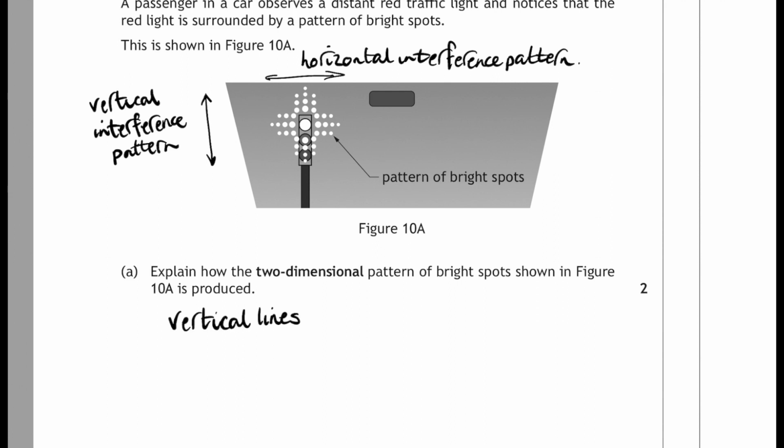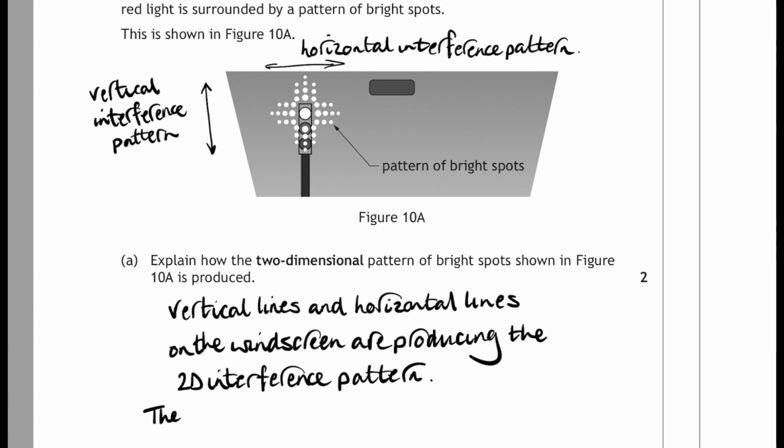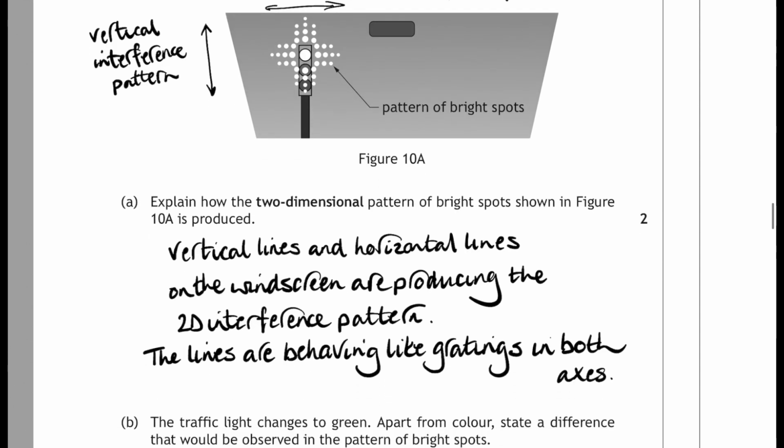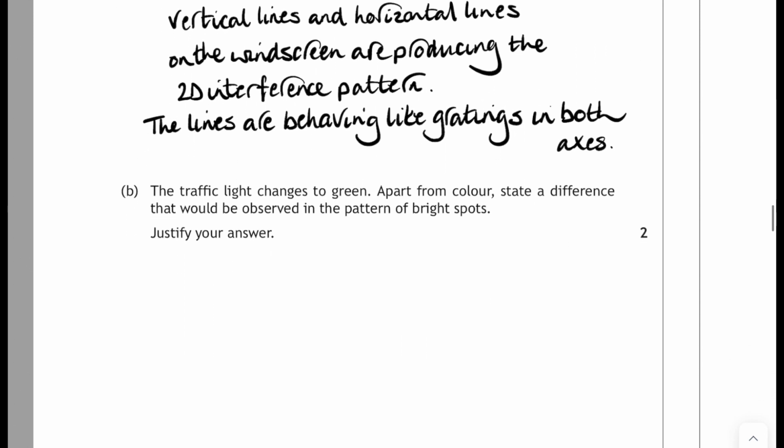Well, the internal structure of the car windscreen must contain vertical lines and horizontal lines that are producing this two-dimensional interference pattern, and these lines are behaving like gratings in both axes, or both directions. Part B: the traffic light changes to green, and apart from colour, we have to state a difference that would be observed in the pattern of bright spots.